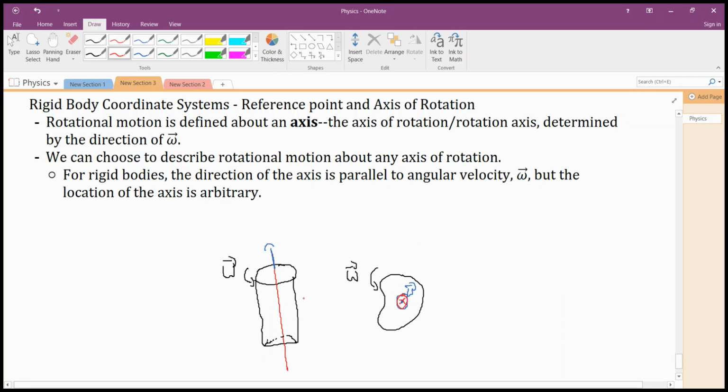rotation. It turns out that the axis of rotation is fairly arbitrary, and you can choose any axis to describe the rotational motion. So for an example, suppose we are rotating about this axis. Maybe I want to describe the rotational motion about this axis instead. One key thing to note when thinking about different axes of rotation is that for rigid bodies, the angular velocity is the same for every point on the body. So the direction of the axis will be parallel to the angular velocity, but the location of the axis on the rigid body can be arbitrary.